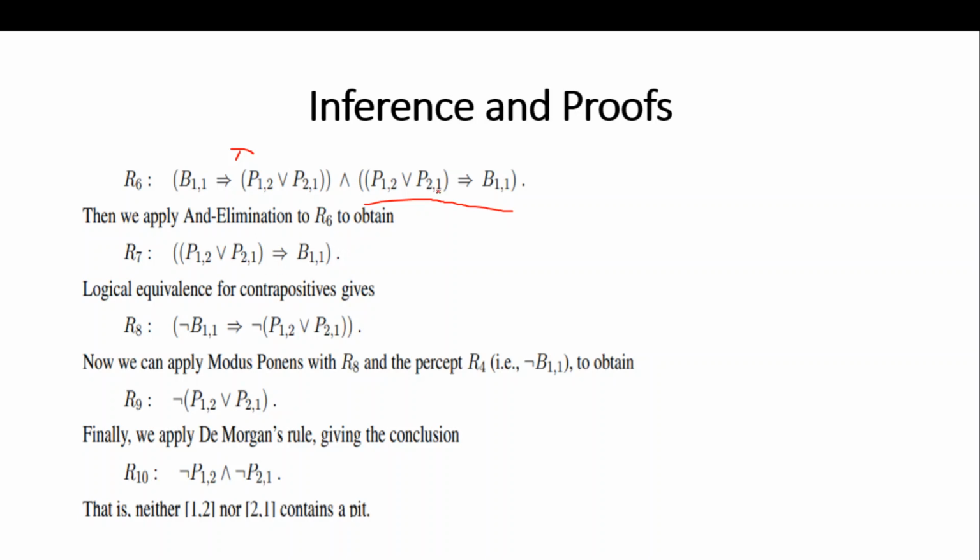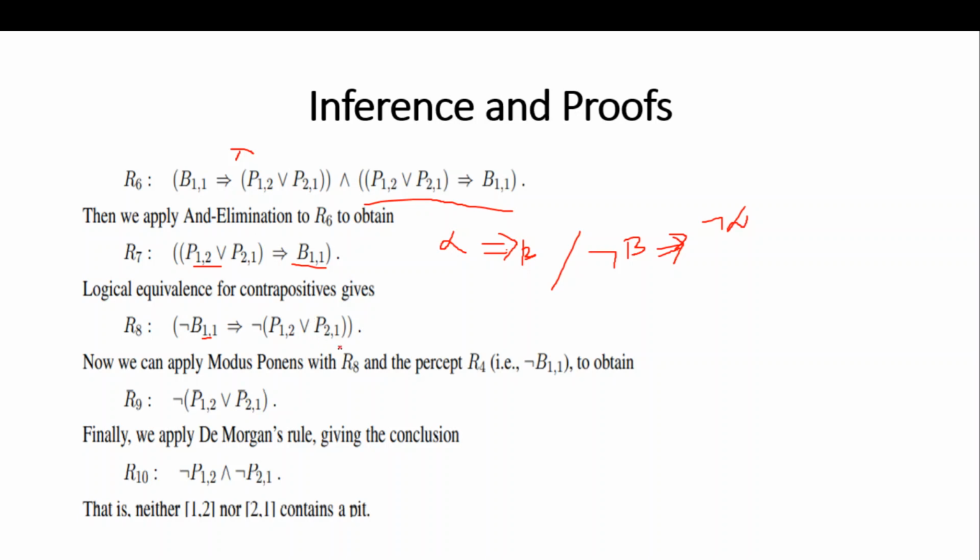Now you know that alpha implies beta can also be written as not beta implies not alpha. Apply that rule here: this is alpha, this is beta. This can be converted to not beta implies not alpha. So B1,1 becomes not B1,1, and it implies not of P1,2 or P2,1.